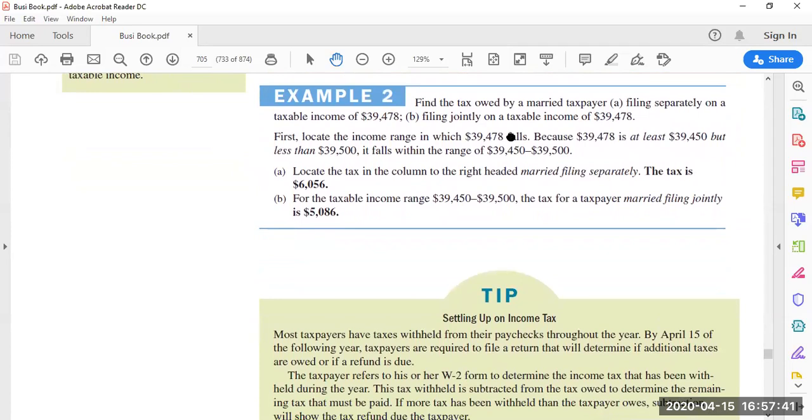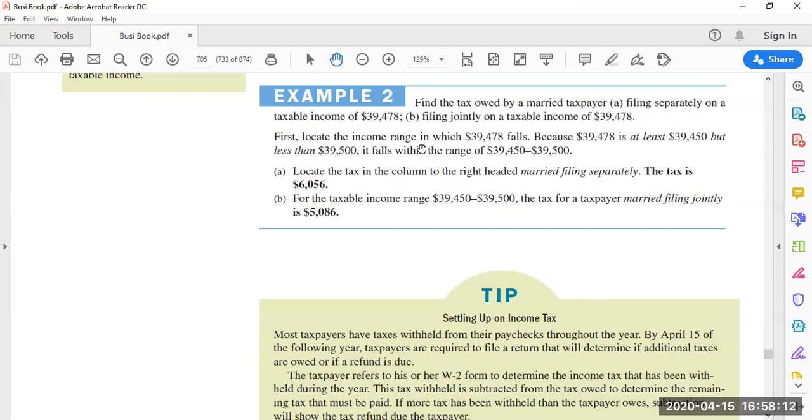In our example, we are asked to find the tax owed by a married taxpayer who is filing separately. That's his status. His taxable income is $39,478. And then we're going to compare that with if he is filing jointly on the same amount of taxable income, so that we can see that these tax rates are different depending on your status.